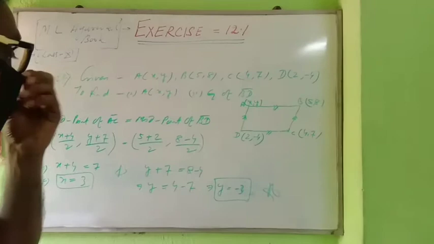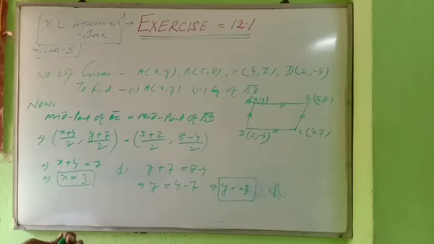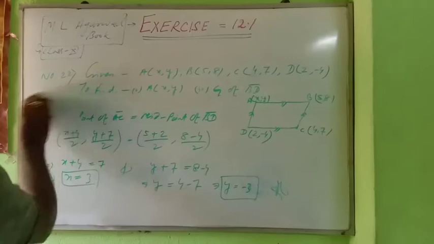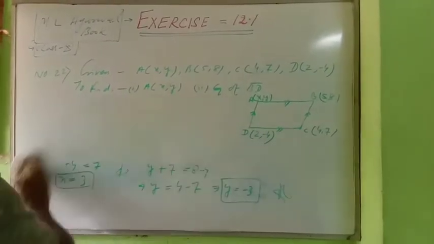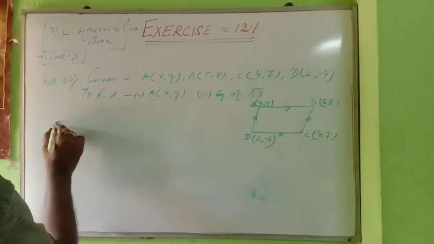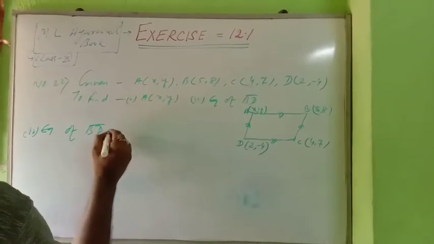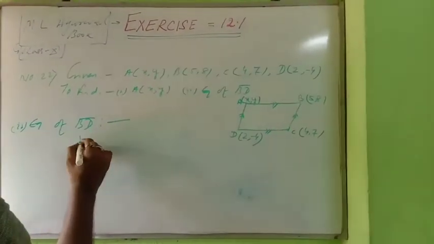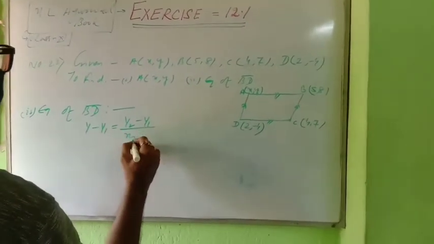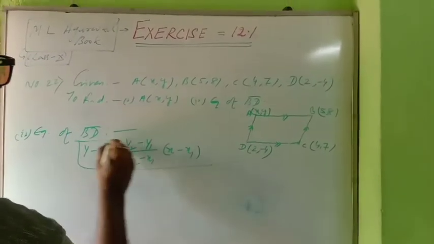Now you have to find out the equation of BD. Equation of BD, how do you find? By 2-point form. Equation of BD you have to find out by 2-point form. This is the second part. Formula is what? y minus y1 is equal to y2 minus y1 by x2 minus x1, times x minus x1. This is the 2-point form of the equation of a straight line.